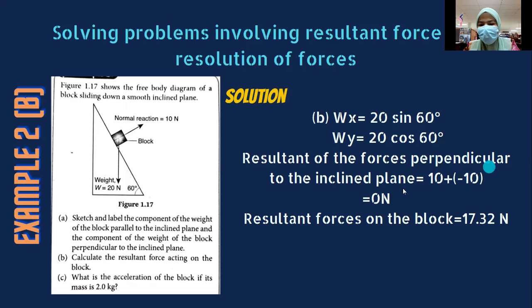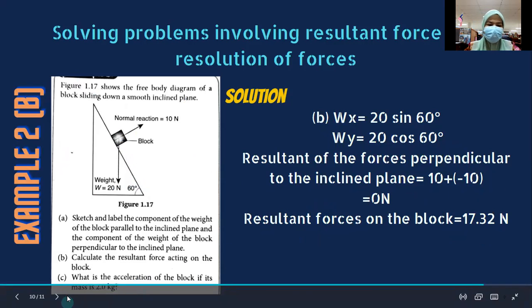This is the force perpendicular to the inclined plane. Perpendicular means this is the normal reaction. Normal reaction minus WY. Normal reaction minus WY. For this resultant force, you will get it at Y, WY is 20 cos 60.